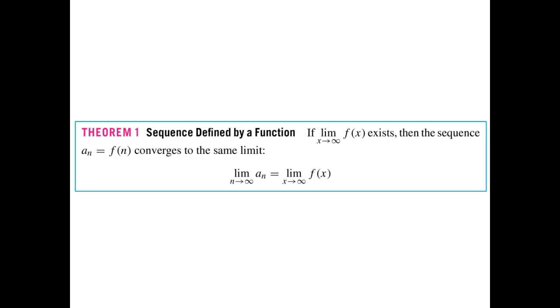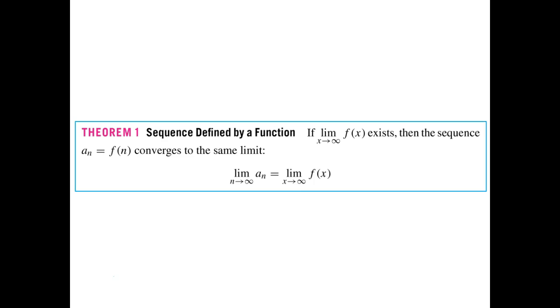All right, here's Theorem 1. A sequence defined by a function, what we were just talking about. If the limit as x goes to infinity of some function f of x exists, in other words, if that function is heading towards some limit as x goes very large, then the sequence a sub n equal f of n, that's just picking out points on that same function, converges to the same limit. It's got to, okay? So the limit as n approaches infinity of a sub n is going to be the same as the limit as x goes to infinity of f of x.